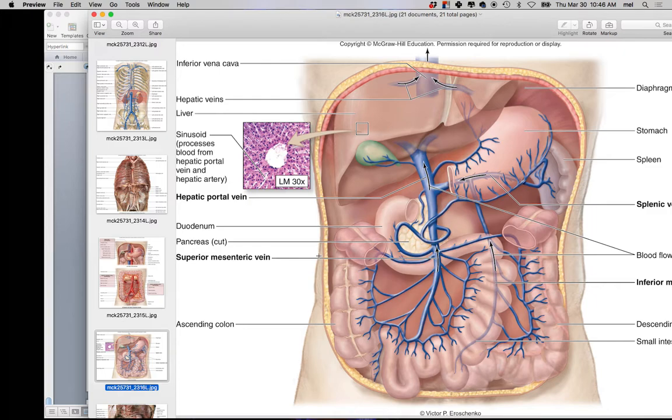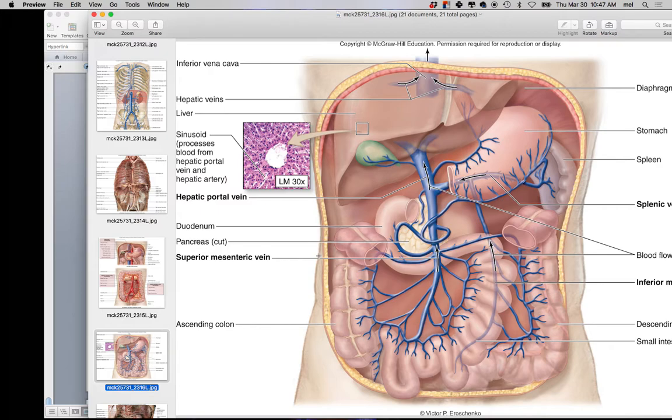Okay, and which direction is blood running through that? Up, yeah. Okay, and now once you get them all together, you get into the back of the chair right there.